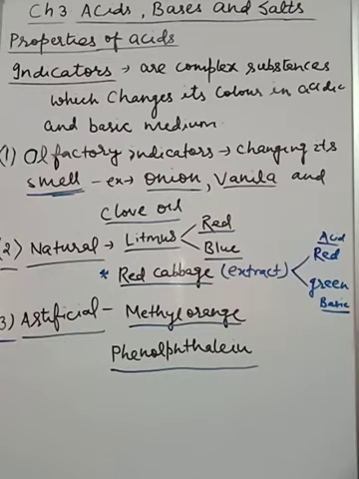Now, mainly we have to do litmus, methyl orange and phenolphthalein. Litmus is actually obtained from lichens. That's why I have mentioned here natural. Litmus is a natural indicator. It can be of two kinds, red and blue. We generally use the solutions, red solution and blue solution.